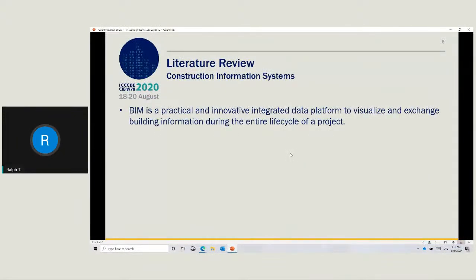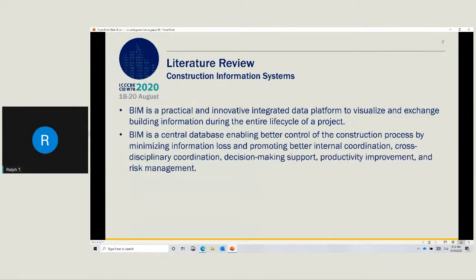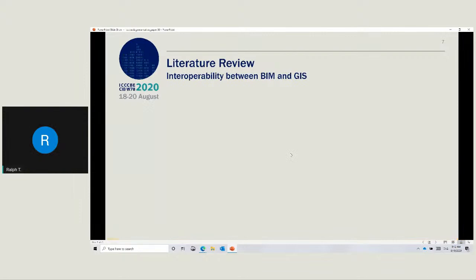Moving on to construction information systems and specifically BIM. BIM is also a database of information that you can use to visualize the construction project throughout the entirety of the life cycle. It enables a better control of the construction process since it minimizes information loss and it promotes better internal coordination, cross-disciplinary coordination, decision-making support, productivity improvement, and risk management.